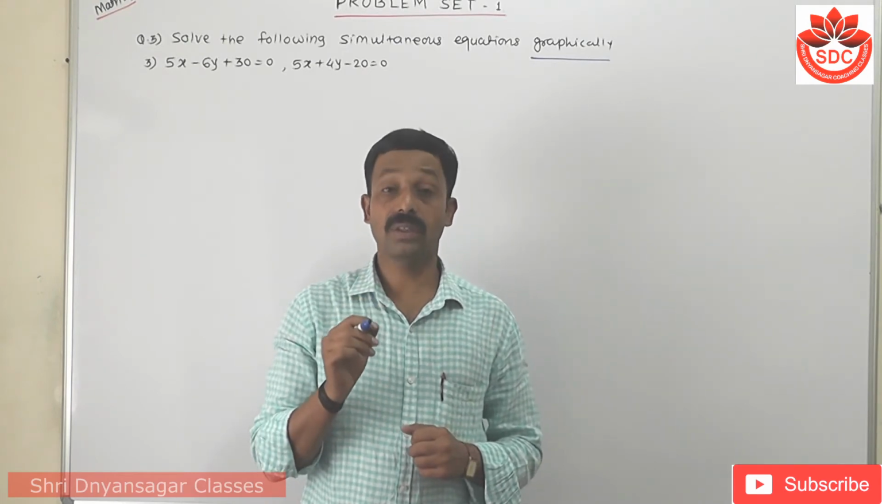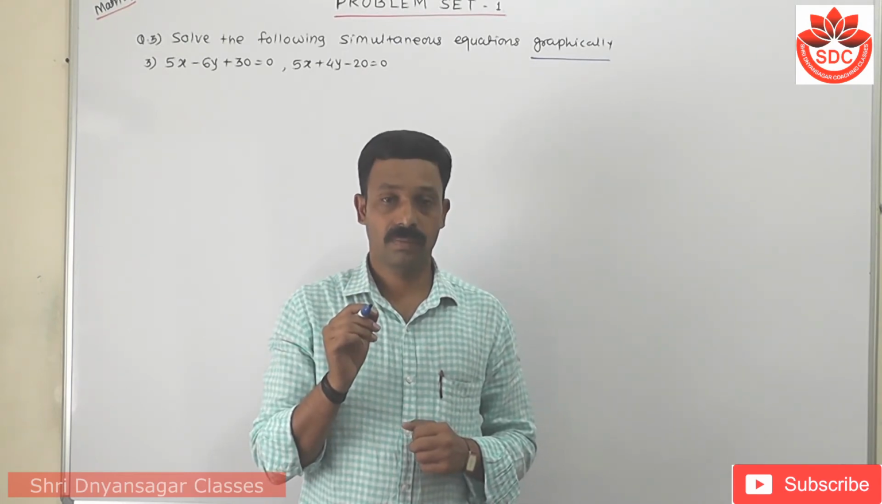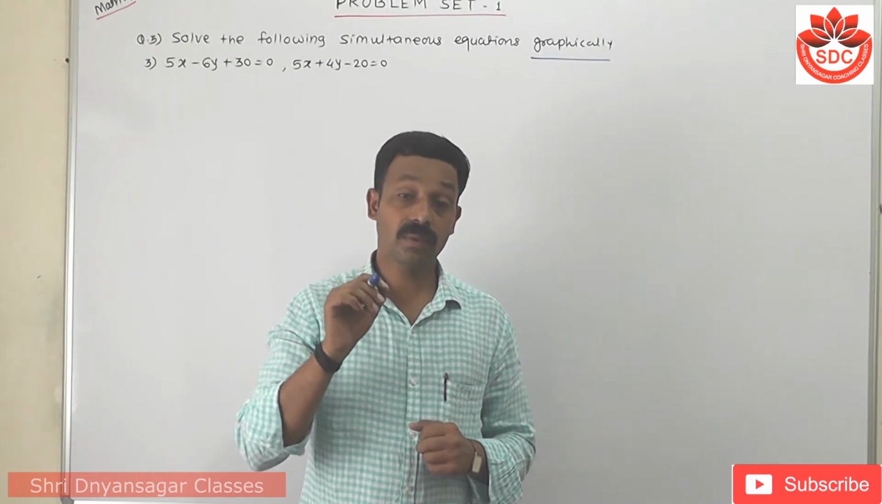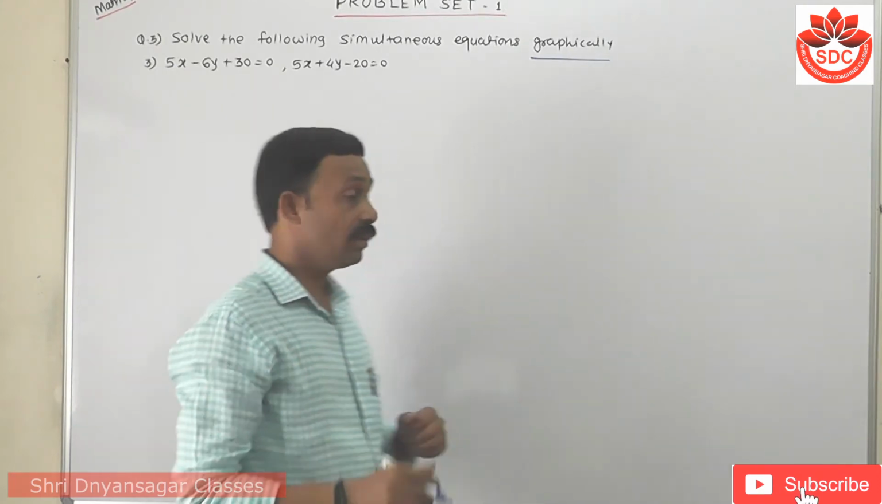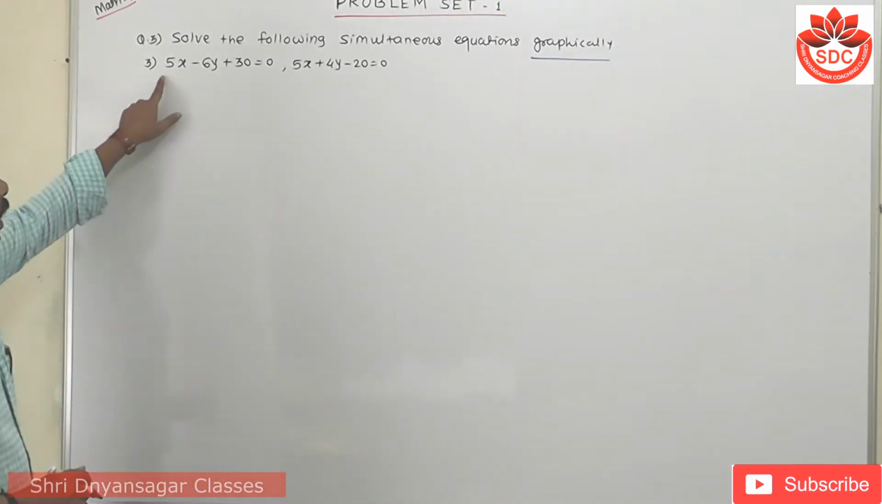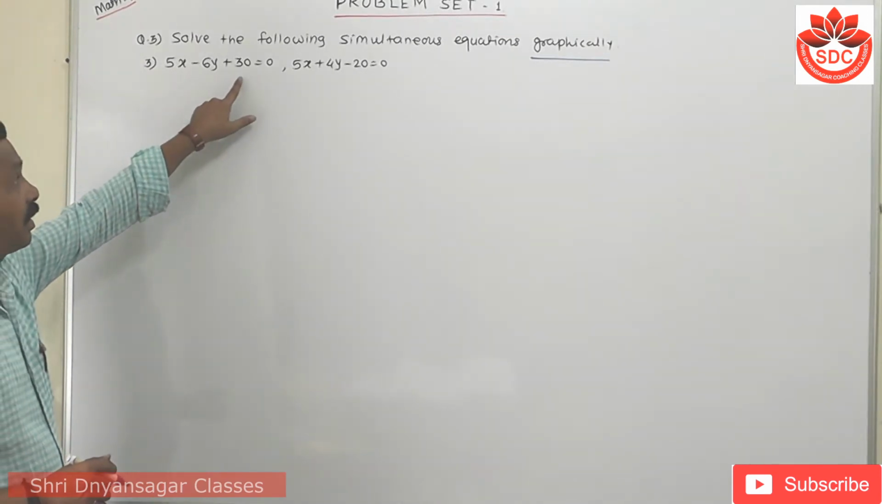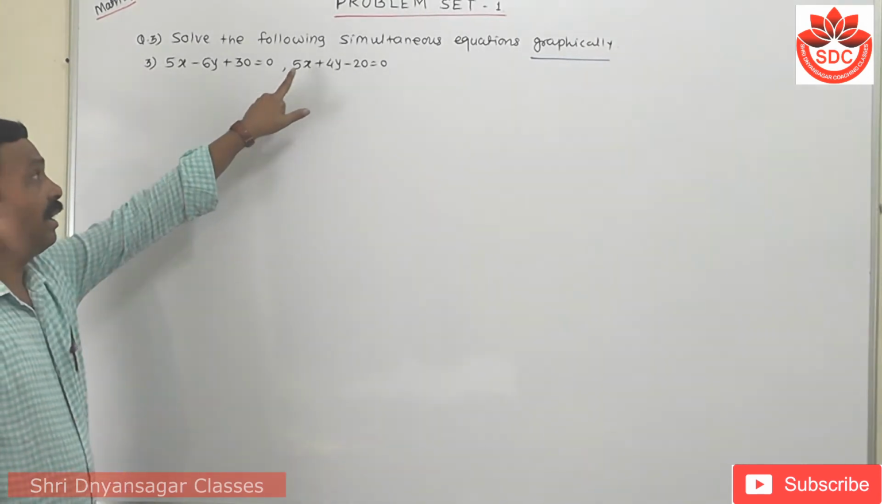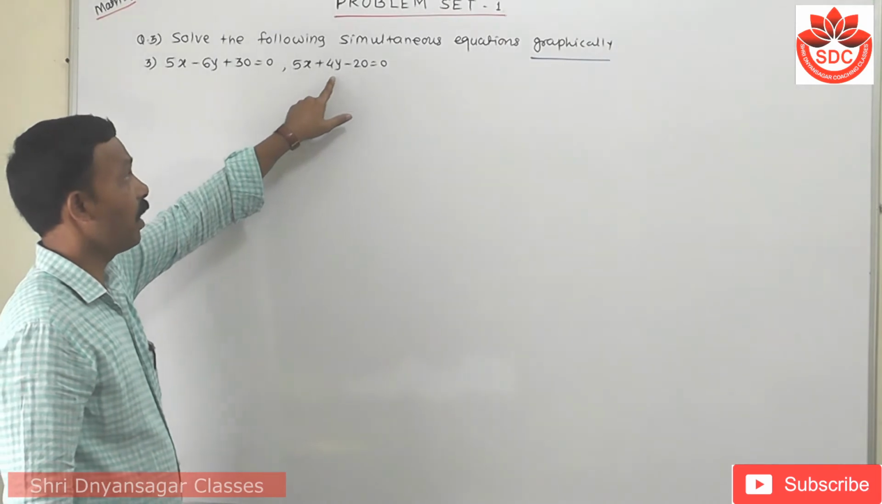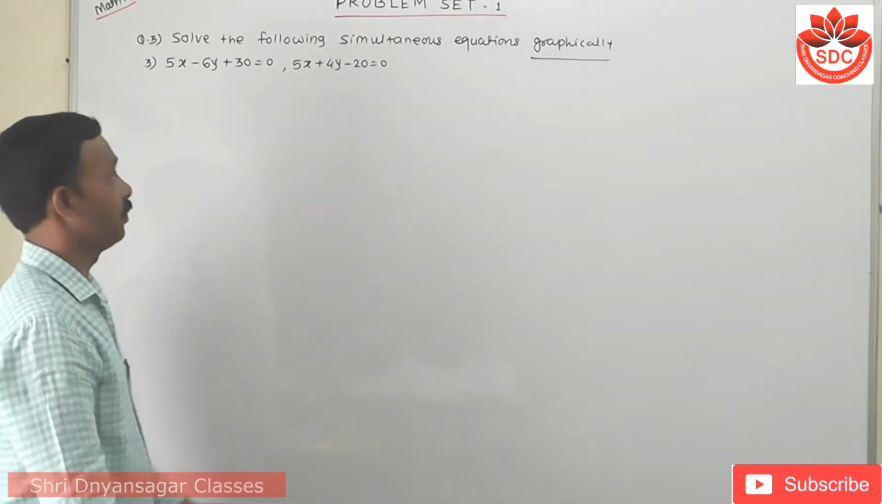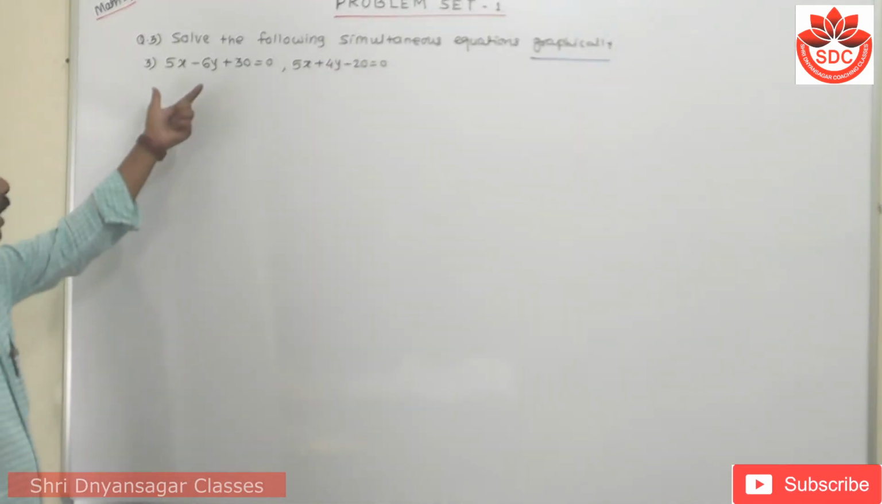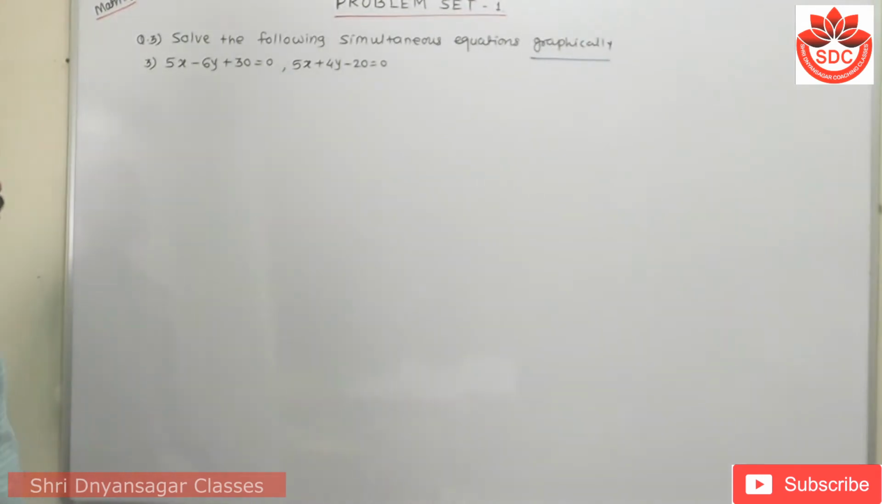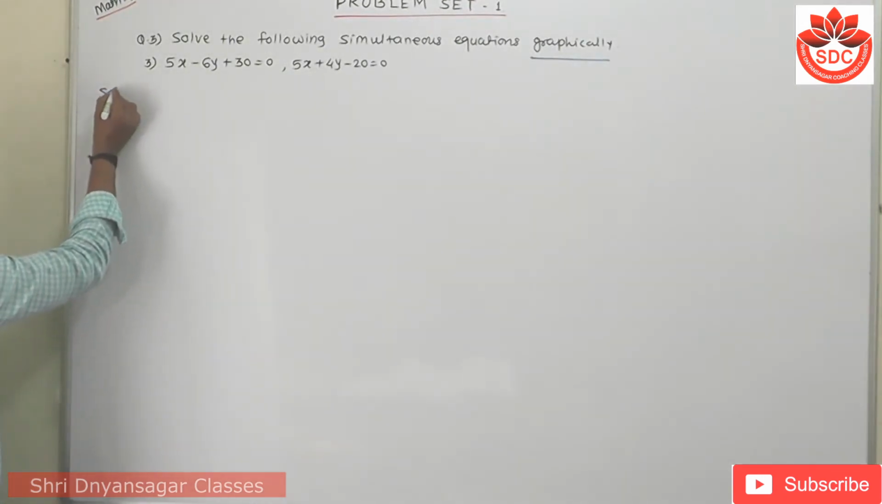I have taken question number 3, and its sub-question is also the third. The third question is 5x minus 6y plus 30 is equal to 0 and 5x plus 4y minus 20 is equal to 0. Now first I have to find the table for this one. Students, the solution of this.